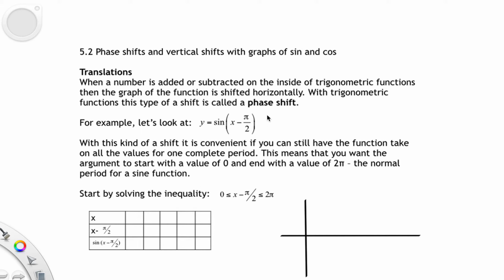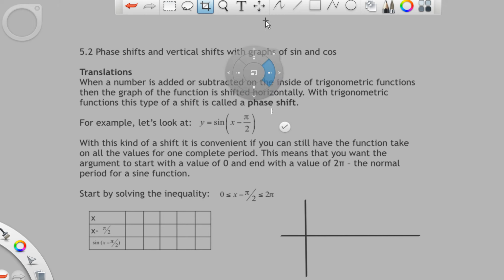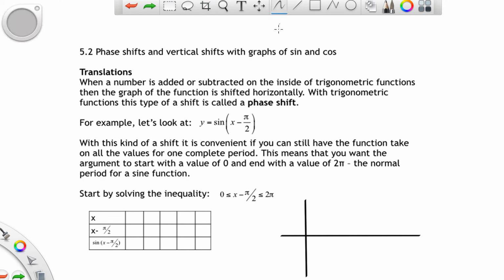Now, a left or right shift is called a phase shift. Sorry, that's not what I wanted. So where it says phase shift over here, this would be a left to right shift. So let's look at an example here. What if I wanted to graph the sine of x minus pi over 2?